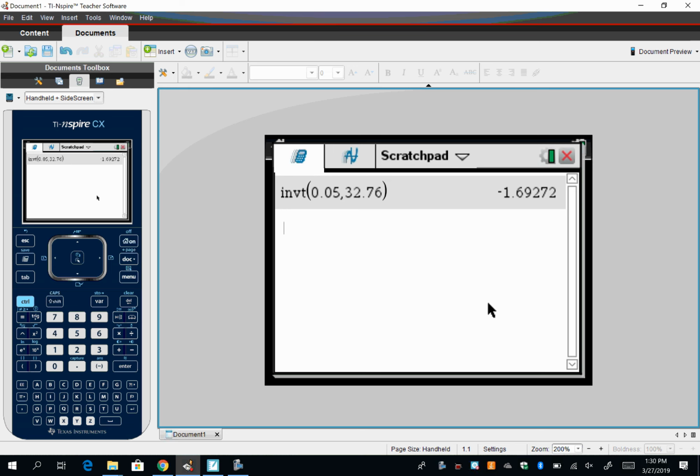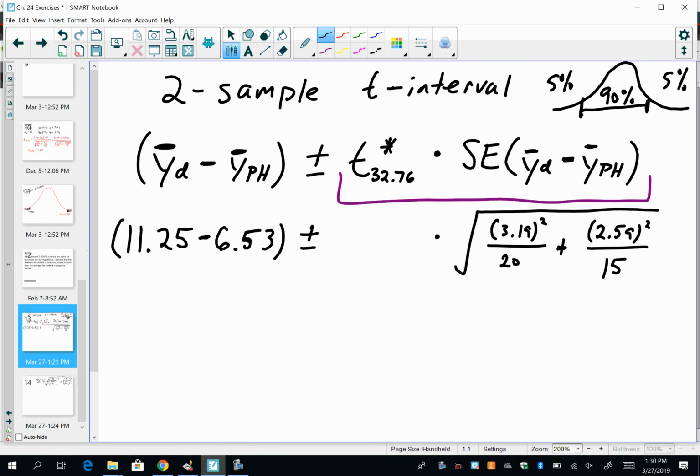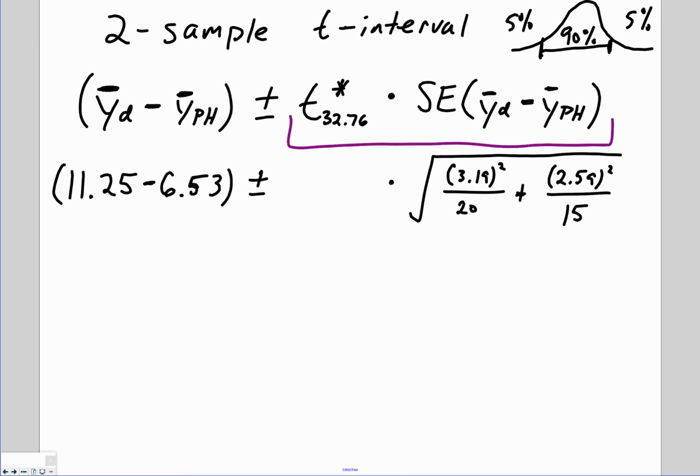And it's 1.693. But it doesn't need to be positive or negative because we're going to do plus or minus. 1.693.